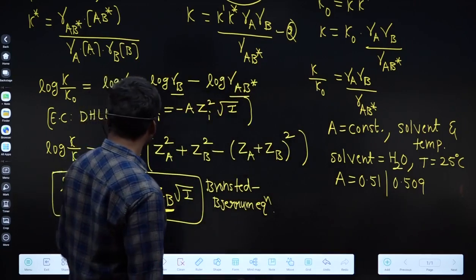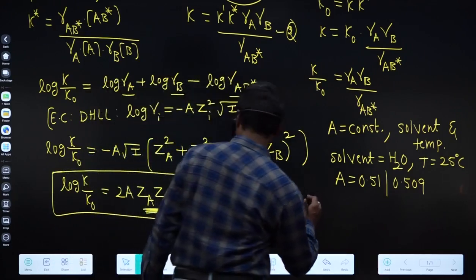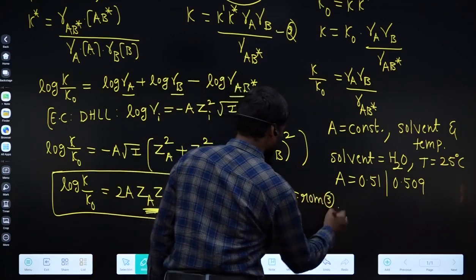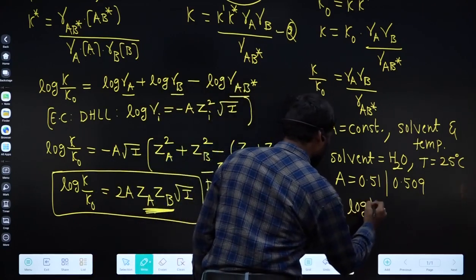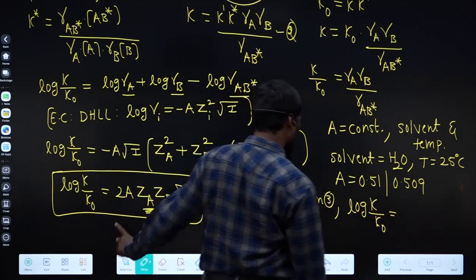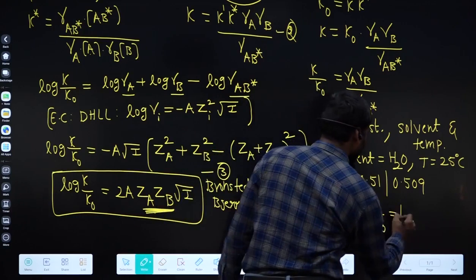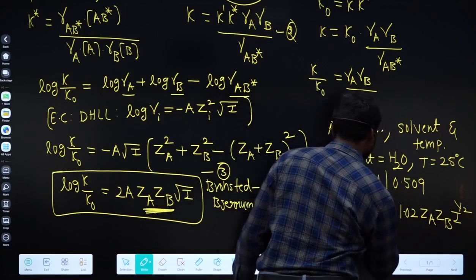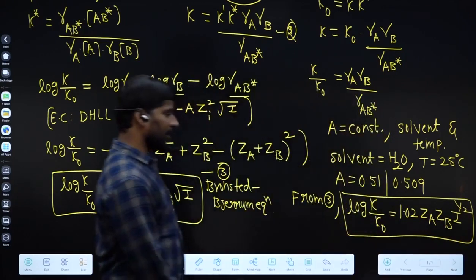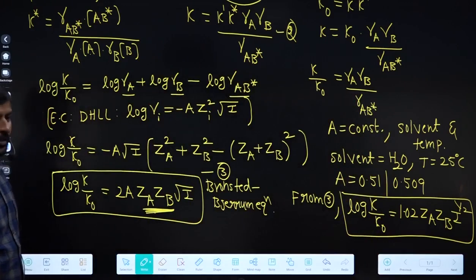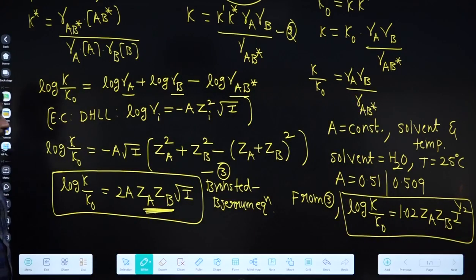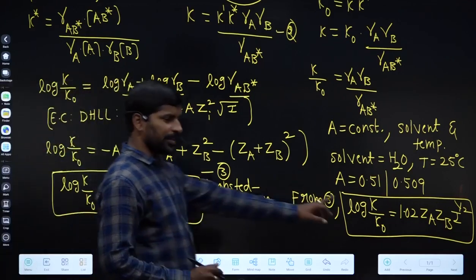If you substitute the A value here, let us consider this as equation 3. From 3 we get log K by K naught is equal to 2A, that is 2 into 0.51, which is 1.02, Za Zb I power 1 by 2. Log K by K naught is equal to 1.02 Za Zb I power 1 by 2, for solvent water at a temperature of 25 degrees centigrade. So mainly remember these two equations, and that is enough.